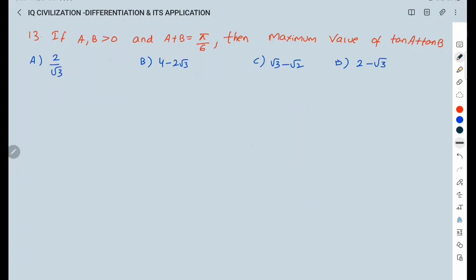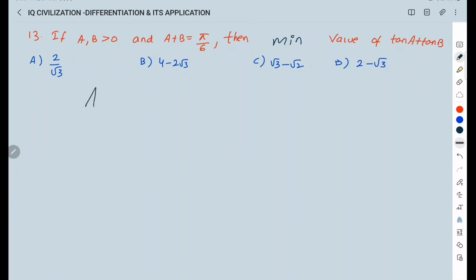Okay, next one. If A and B are positive and A plus B equals pi by 6, that is 30 degrees, then we have to find the minimum value. It is not maximum here, it is the minimum value of tan A plus tan B. This is a previous year question that was asked in 2016, 2019 and 2020. So this is a repeated question.